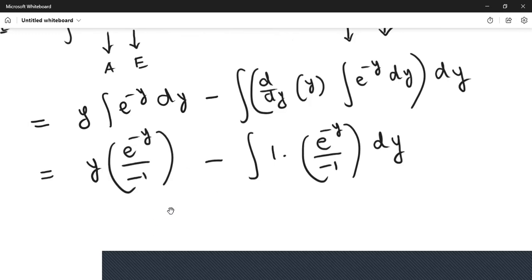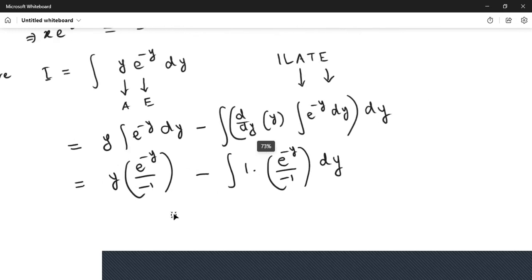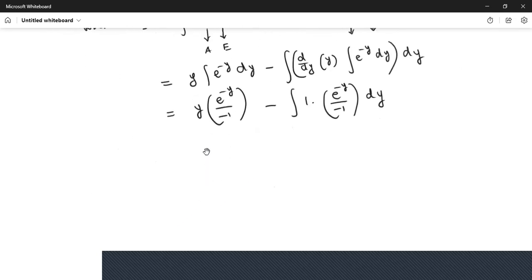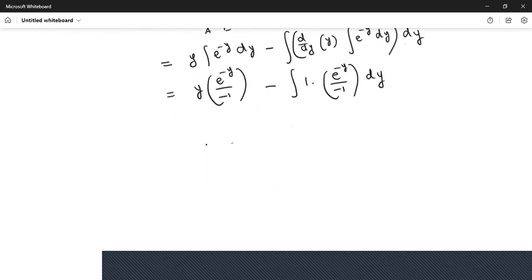Now, again, we will keep on going. Here, this is minus y e power minus y. So this minus minus will become plus. So this will be e power minus y dy. Okay. So minus y e power minus y, and this integration will give you e power minus y.